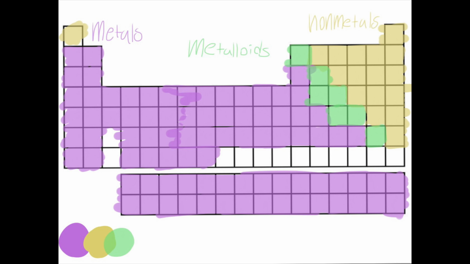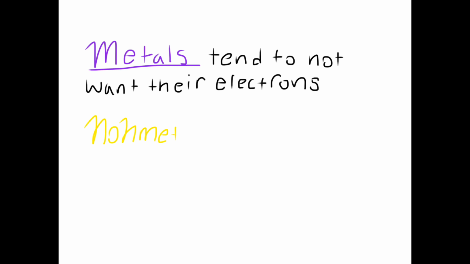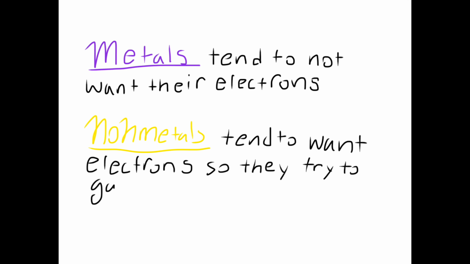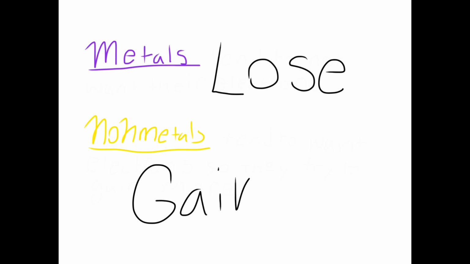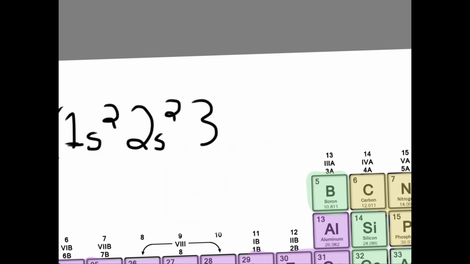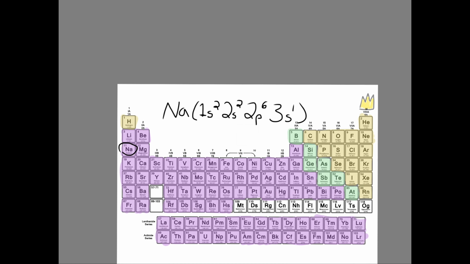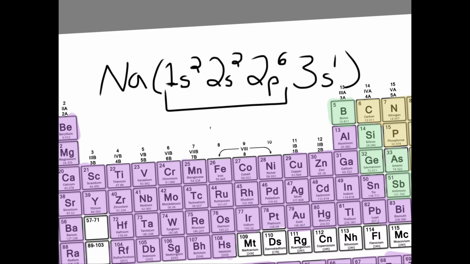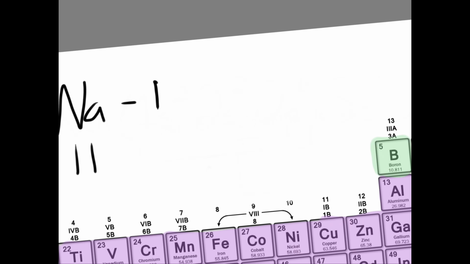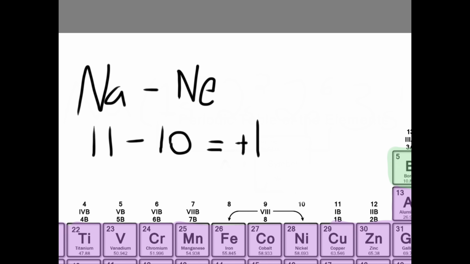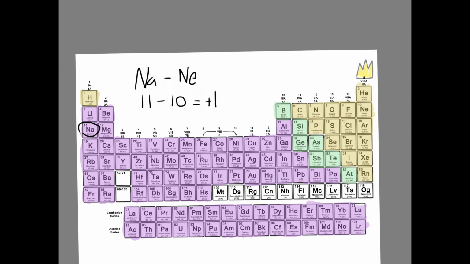Metals, metalloids, and nonmetals tend to share the same properties amongst their groups. Metals tend to not want their electrons, while nonmetals tend to want more electrons. In this example, I am writing out the electron configuration for sodium. And then I'm using core configuration to show the nearest noble gas to sodium. Now sodium wants to look like neon, which is 1 electron behind it. So in order to do that, sodium is going to lose an electron.